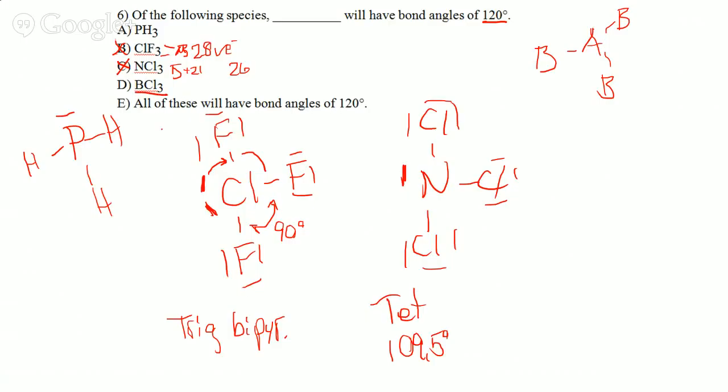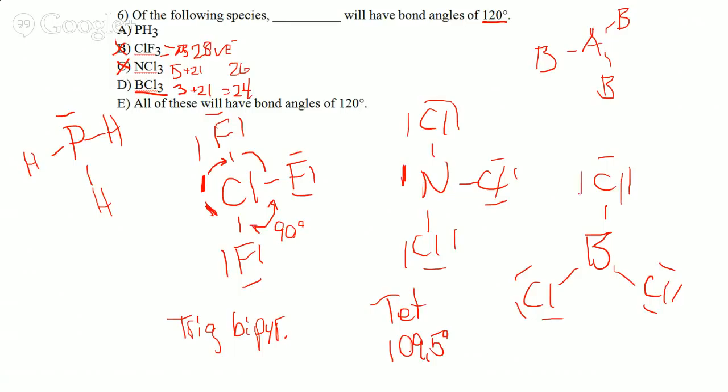All right, well, boron gives me 3 plus 21. I get 24 valence electrons to place. B, Cl, Cl, Cl. Complete the octets for the chlorines, and I will have used up all of my valence electrons. No lone pairs. This would be trigonal planar. It's going to have a bond angle of 120 degrees. Bingo.